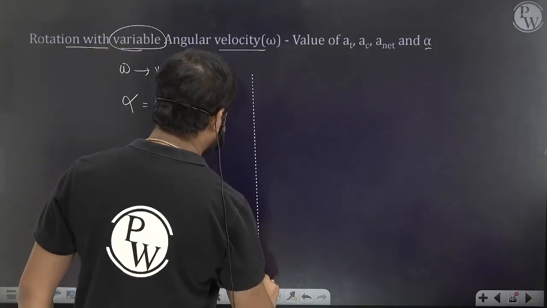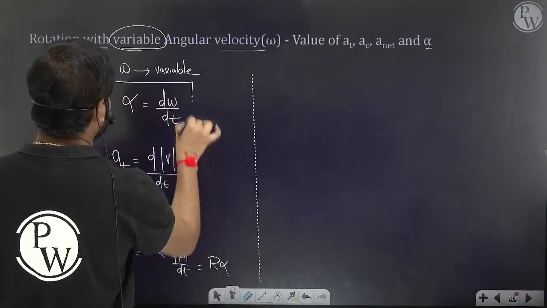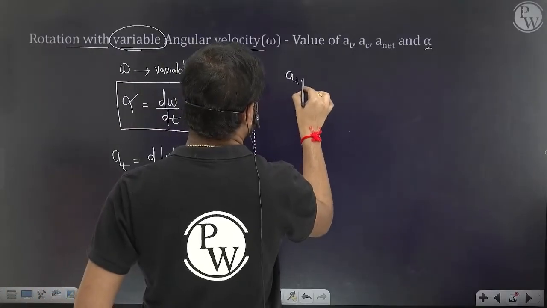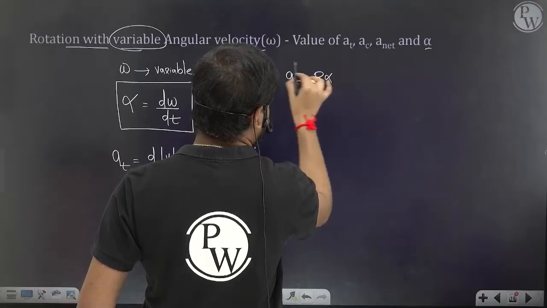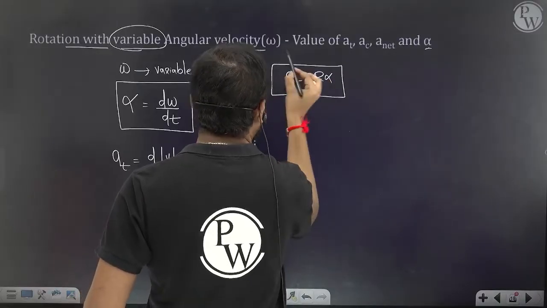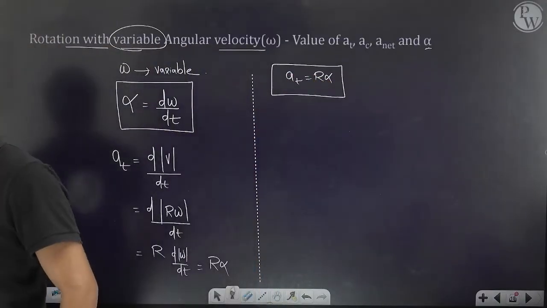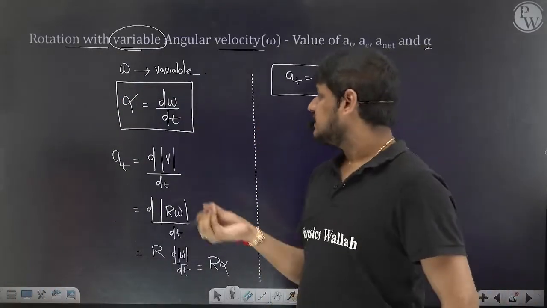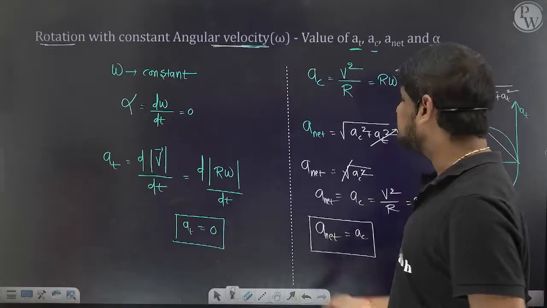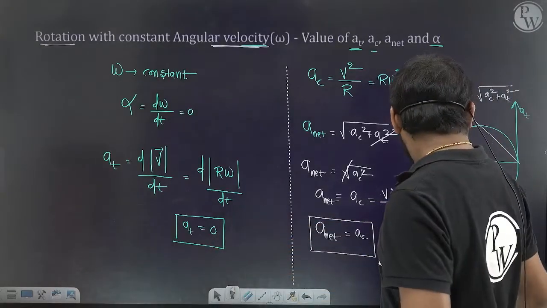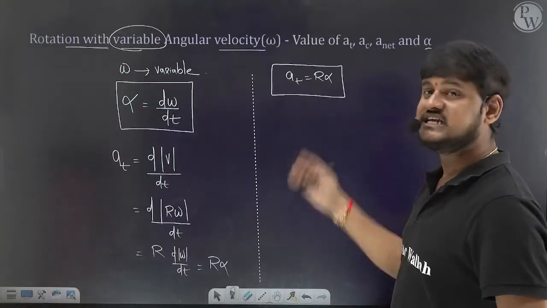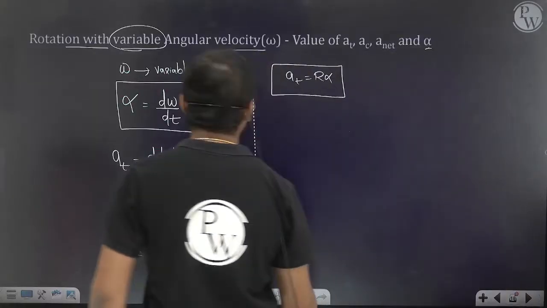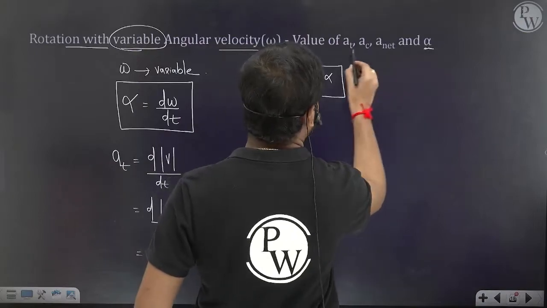So we have got what is tangential acceleration. This is alpha when omega is variable, and this is the tangential acceleration when omega is variable. If omega is not varying, there will be no tangential acceleration, guys. Remember that if omega is not varying, the tangential acceleration will be 0. If omega is varying, the tangential acceleration will be equals to r alpha. Done? Yes, fine.